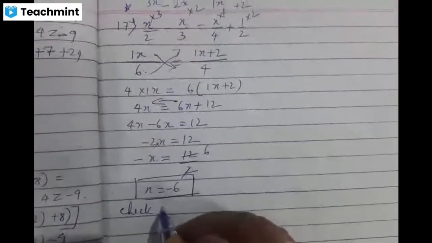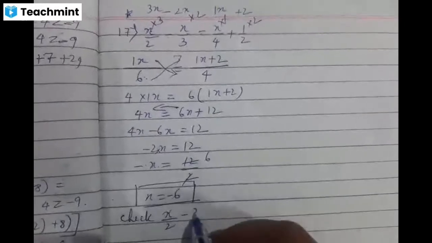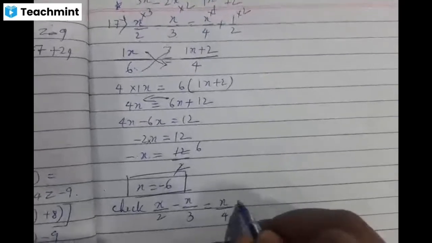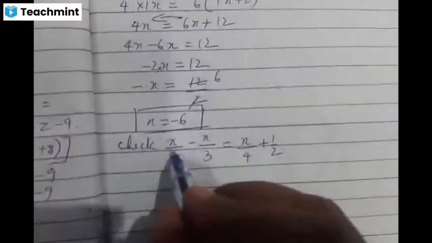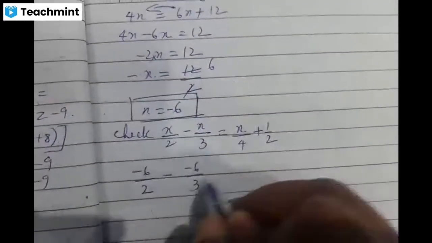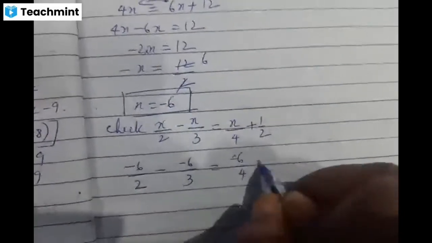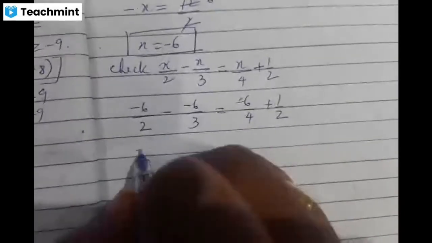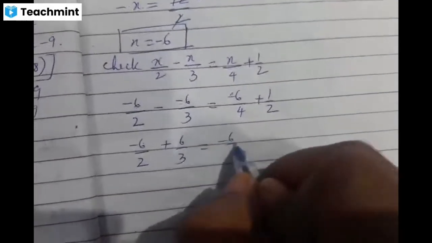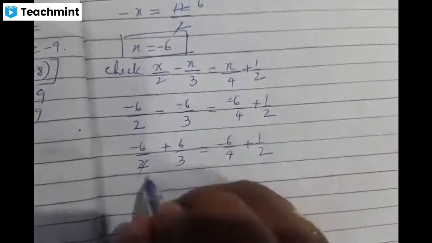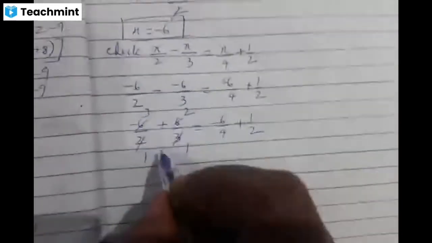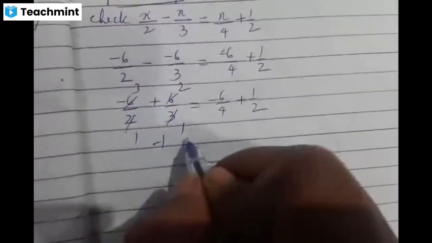Now it is time to check. Checking by considering the given equation, x by 2 minus x by 3 is equal to x by 4 plus 1 by 2. In place of x, we are going to substitute minus 6. Be careful, you have a minus sign. So minus 6 by 2, minus into minus is plus 6 by 3, is equal to minus 6 by 4 plus 1 by 2. 2 ones are 2, 2 threes are 6, 3 ones are 3, 3 twos are 6. So minus 3 plus 2 is minus 1.